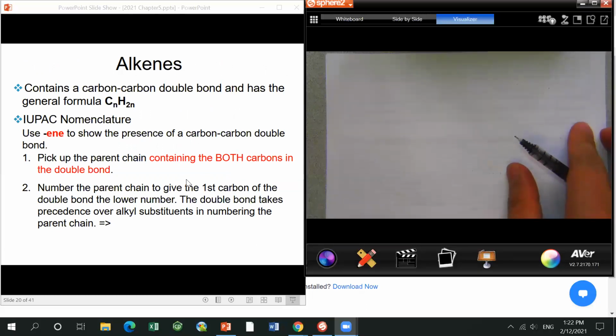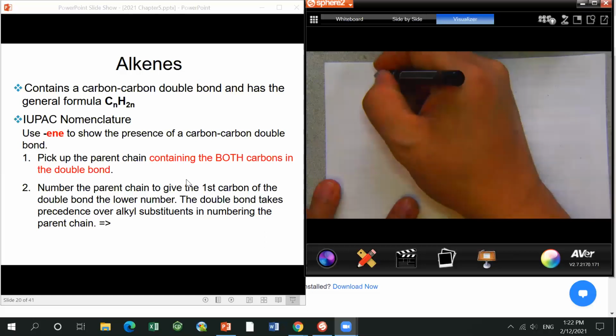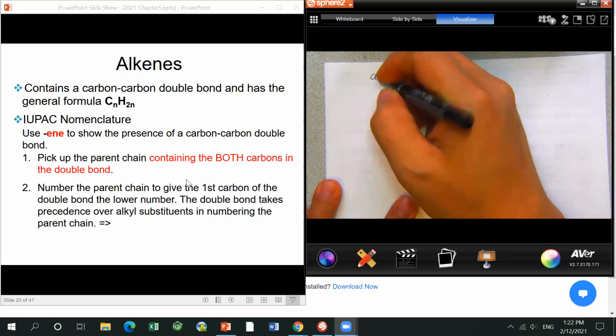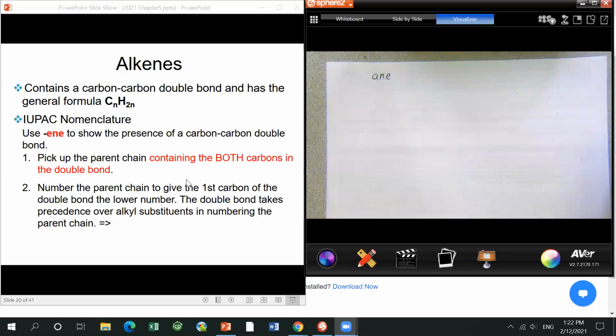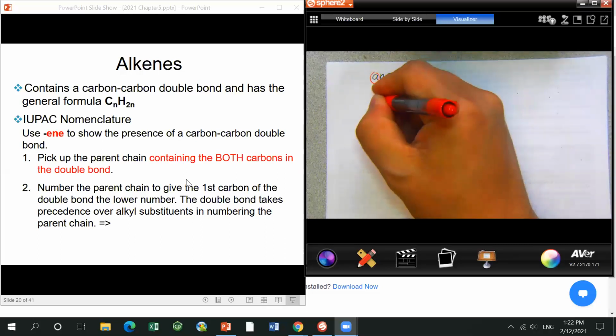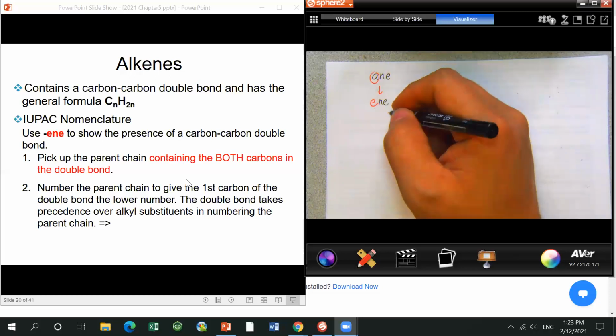All right, so the general formula of the alkene is CnH2n, so 1 degree of unsaturation. The first thing you need to tell people is that there's a CC double bond in the molecule. Remember, the saturated one has the suffix -ane, so you need to change the A to E. So people know there's a CC double bond in the molecule: -ene.